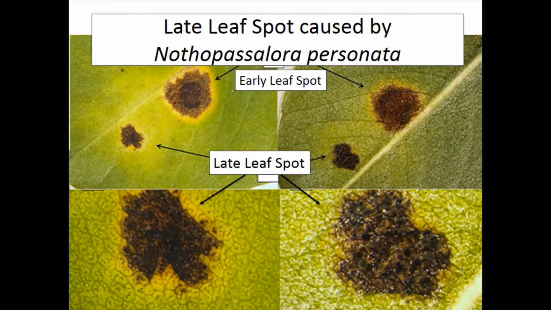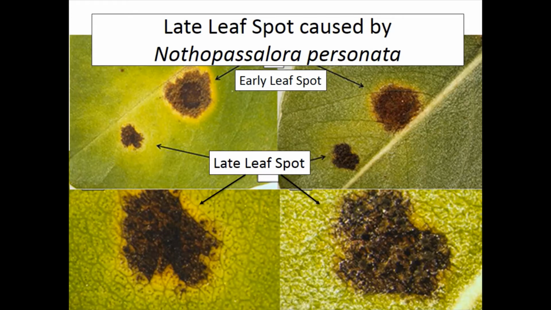Late leaf spot is caused by the fungus Nothopassalora personata, which is shown near the bottom of the screen. These leaf spots tend to have sort of a chocolate brown coloration, and most of the secondary sporulation occurs on the underside of the leaf spot, and it tends to produce a lot of secondary spores. Early leaf spot is a very similar disease.